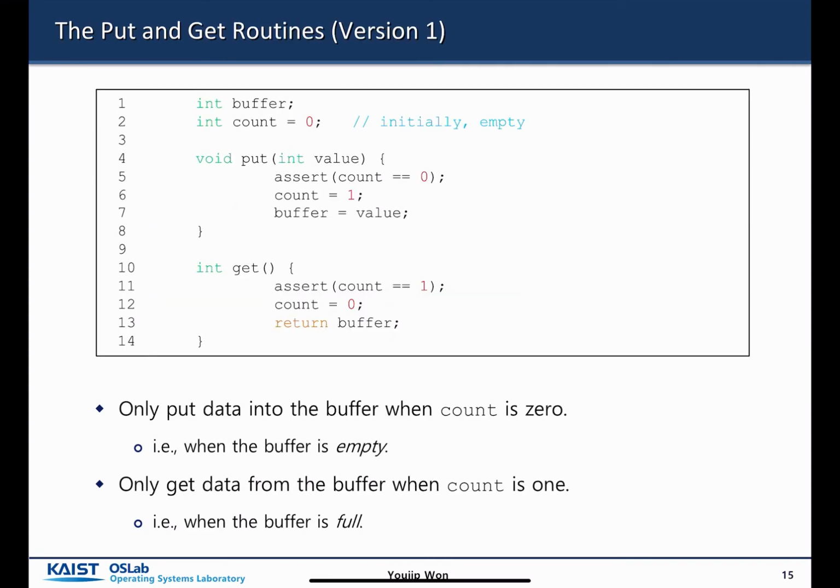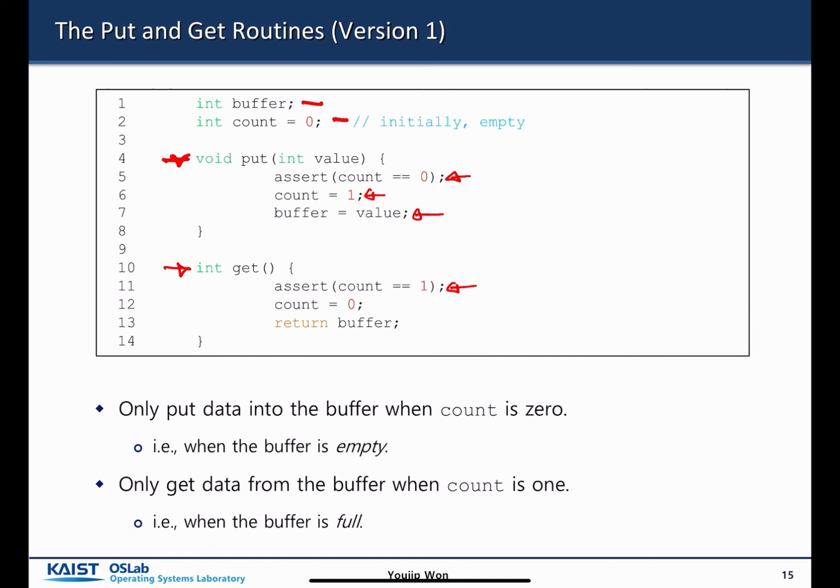The first version of the put and get routines. There is a buffer, and there is a count, and there is a put function that puts the value into the buffer, and a get function that retrieves the value from the buffer. There is an assert that checks if the buffer is full, and another assert that checks if the buffer is empty. In the put function, it first checks that the buffer is not full, then sets the value of count to 1, saying that the buffer is full, and then it sets the value in the buffer. In the get function, it checks if the buffer is empty, and if it is, it stops. But if it's not empty, then it returns the value from the buffer.